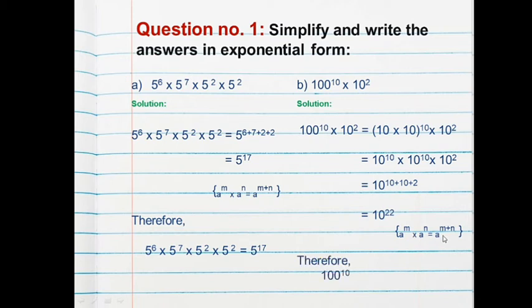Therefore, 100 raised to the power 10 into 10 raised to the power 2 is equal to 10 raised to the power 22. Then the next question, C.